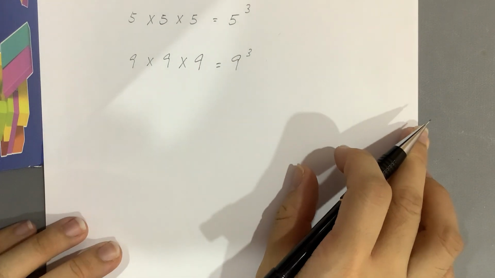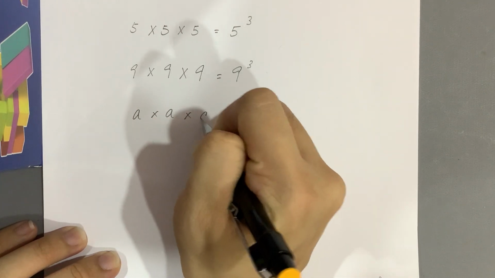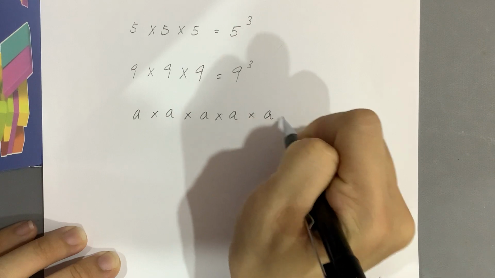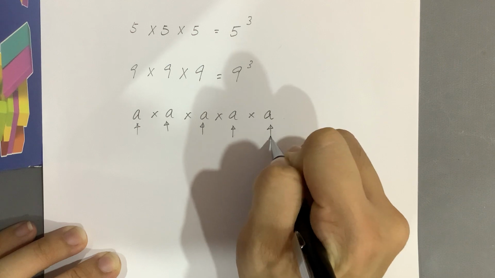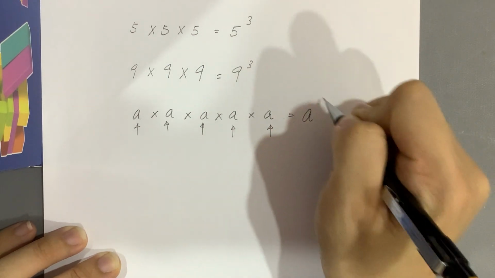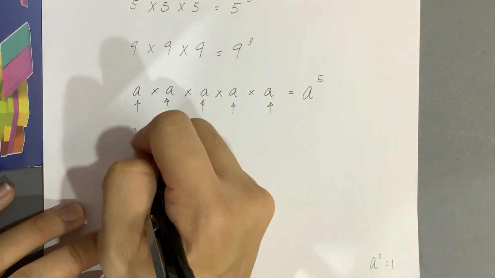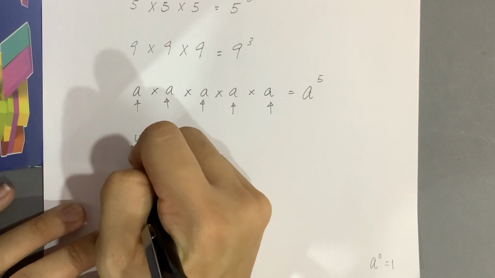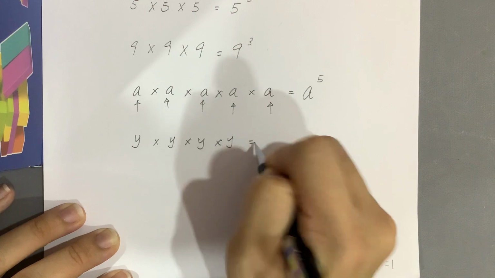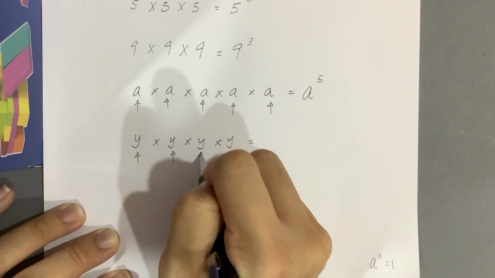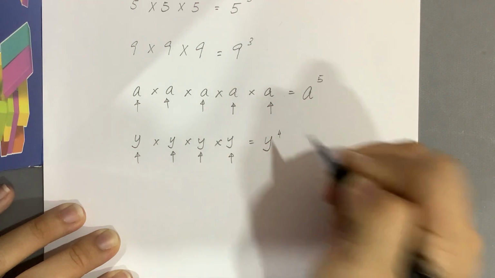Now, what about algebra? It's nothing but just A times A times A times A times A. So how many times have I written? 1, 2, 3, 4, 5. So it's actually A to the power 5. Then what about another unknown? Another unknown may be y times y times y times y, so 1, 2, 3, 4. So y is the base, power 4.